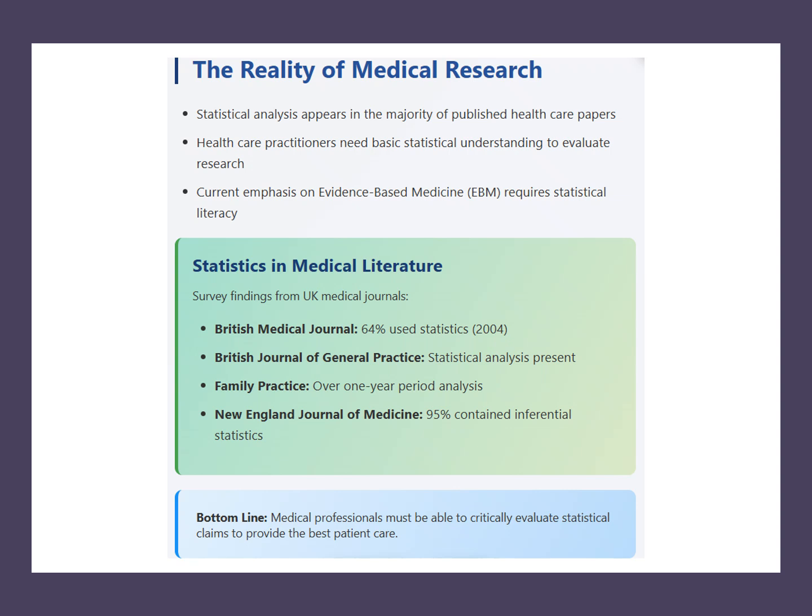Now let's dive into our first main section, the introduction, and I'm going to start with some numbers that might surprise you. Look at these statistics about statistical usage in medical journals. The British Medical Journal, 64% of articles use statistical analysis. The New England Journal of Medicine, this is the most prestigious medical journal in the world, 95% of articles contain inferential statistics. 95%. So what does this mean for you as a healthcare professional?